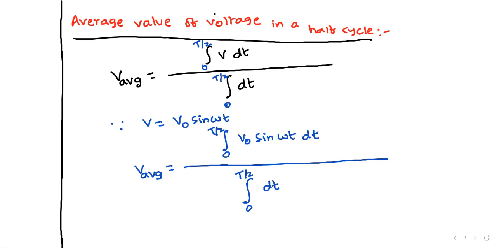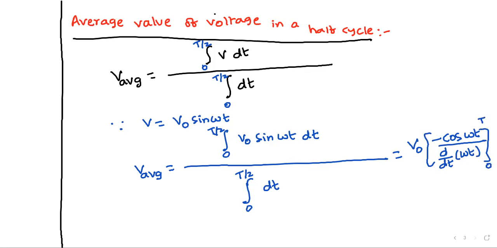V naught is a constant, bring it outside. Integral sin x dx, I can write as minus cos x. Instead of x, we are having the omega t, so divided by the differentiation d by dt of omega t.